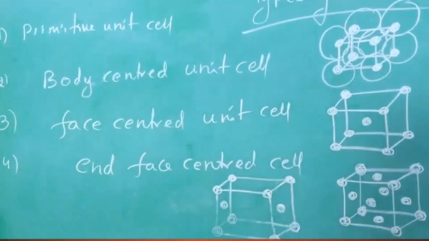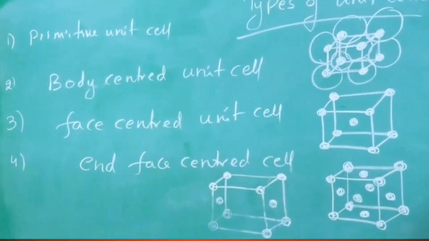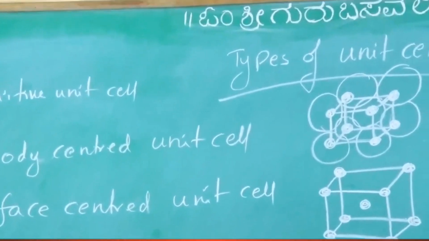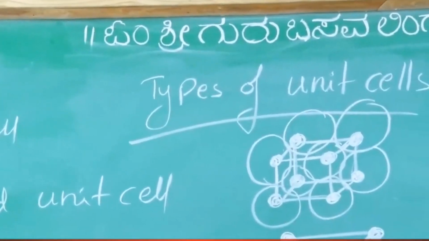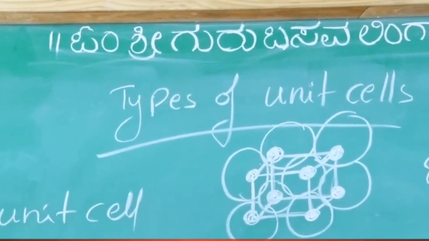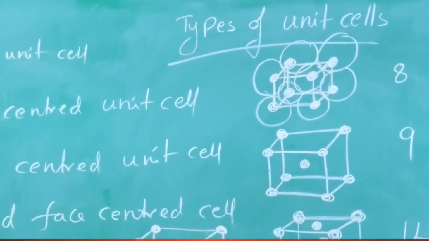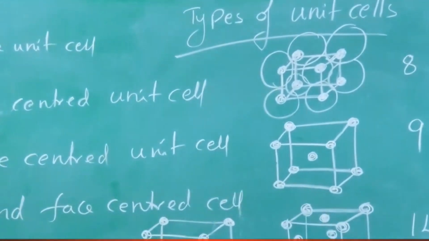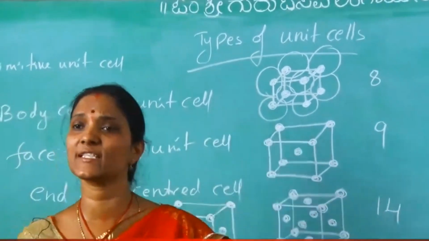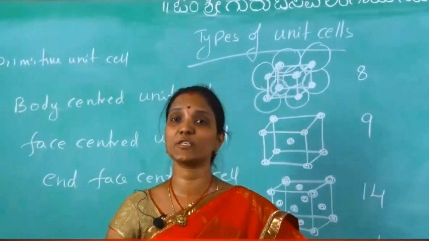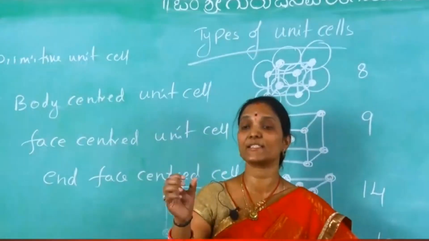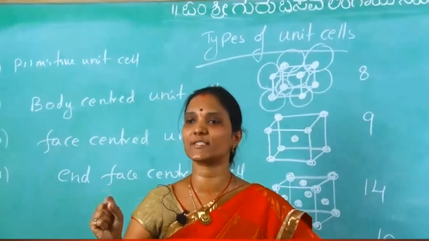If the particle is in corner position, the contribution is 1 by 8. If the particle is in an edge center, then the contribution is 1 by 4. If the particle position is the face center, then the contribution is 1 by 2. If it is in body center, then the contribution is 1.